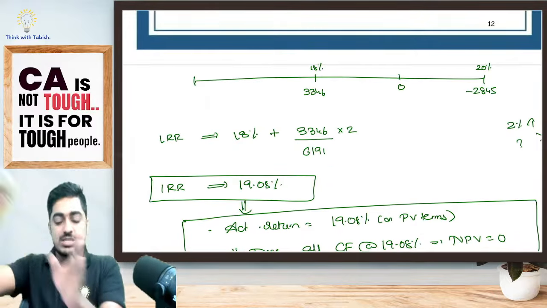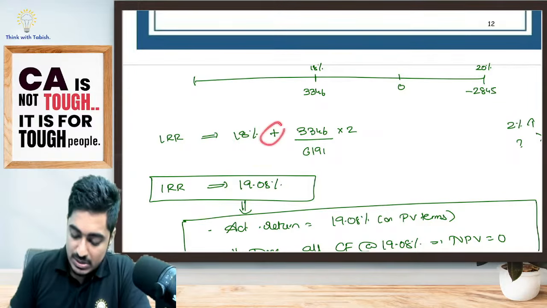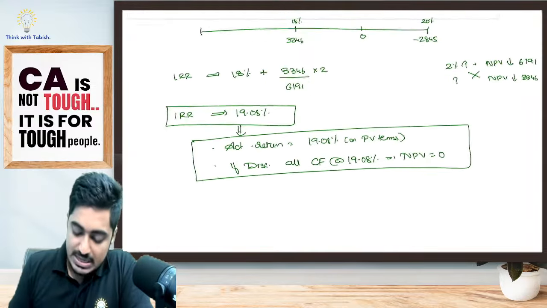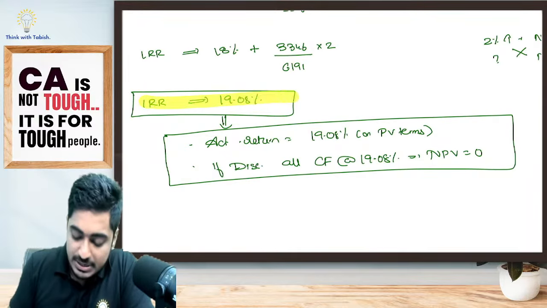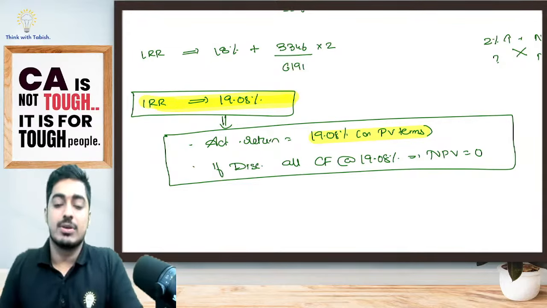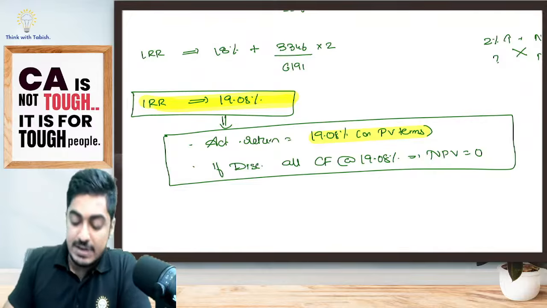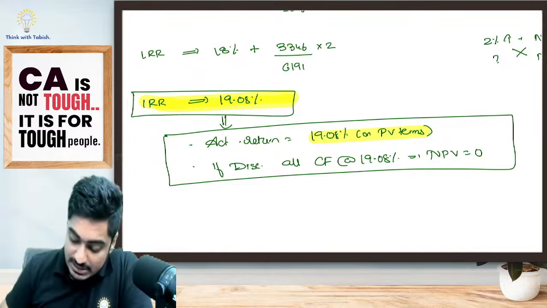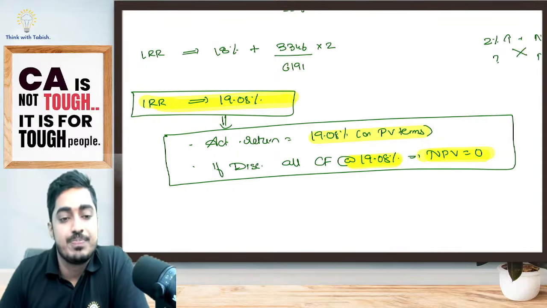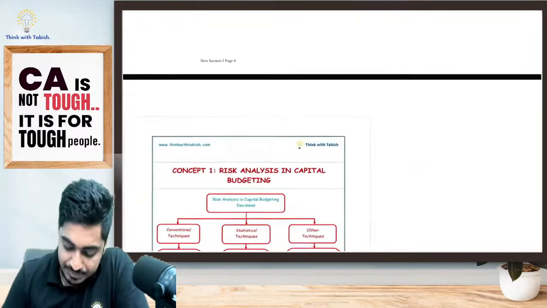18% already I am earning. How much extra do I want? Plus, I will get 19.08%. What is its interpretation? It means actually I am earning 19.08%. Point number 2: if I discount all the cash flows that I have given at 19.08%, my NPV will become 0. Is this clear, everyone? Yes or no?